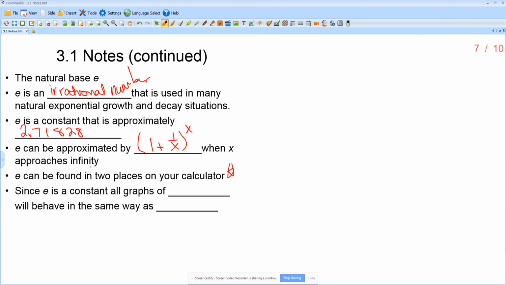Since e is a constant, all graphs of f of x equals e to the power of x will behave in the same way as f of x equals a to the power of x. So e is not a variable. It's just a number. It's an irrational number, which is fine. So it has all those same properties of a graph as a to the power of x.